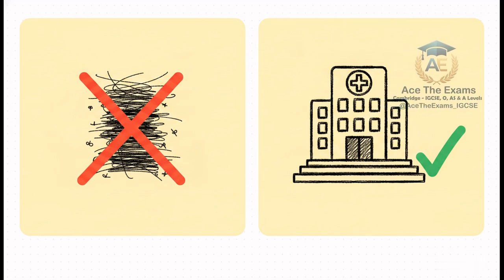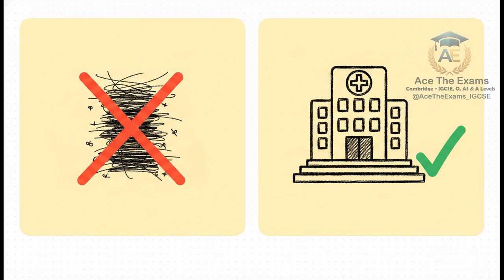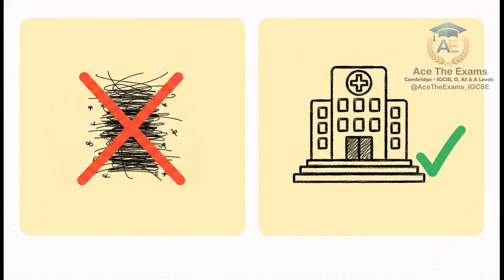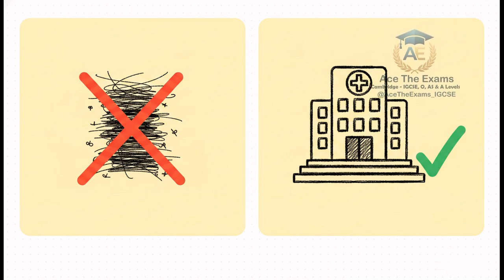Top-tier students don't just list facts like our friend Alex did. They meticulously structure their answers. You make your point clearly. You back it up with evidence pulled directly from the scenario provided in the exam. You provide a deep explanation of exactly how that evidence impacts the system. And finally, you link it all back directly to the command word.